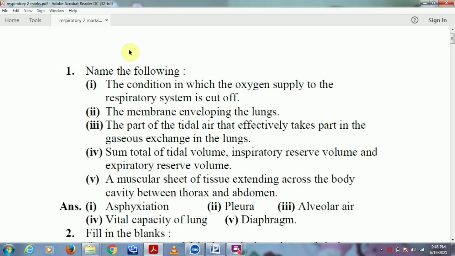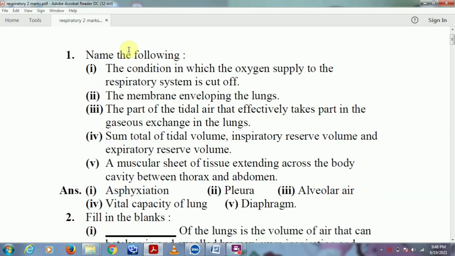The part of the tidal volume that effectively takes part in gaseous exchange in the lungs is alveolar air. The sum total of the tidal volume, inspiratory reserve volume and expiratory reserve volume is called vital capacity. The muscular sheet of tissue extending across the body cavity between the thorax and abdomen, which separates the lower abdomen and upper thoracic cavity, is the diaphragm.